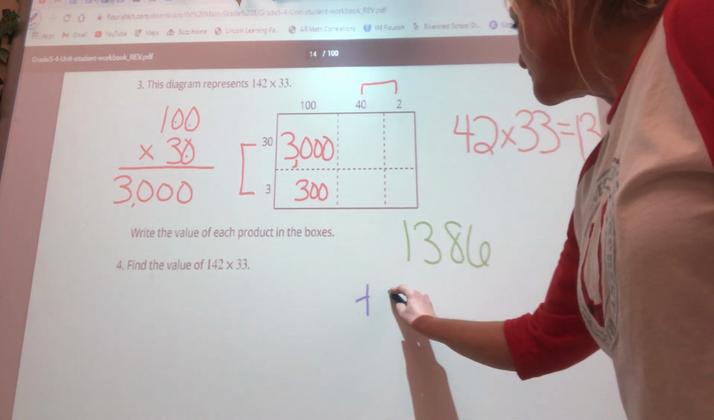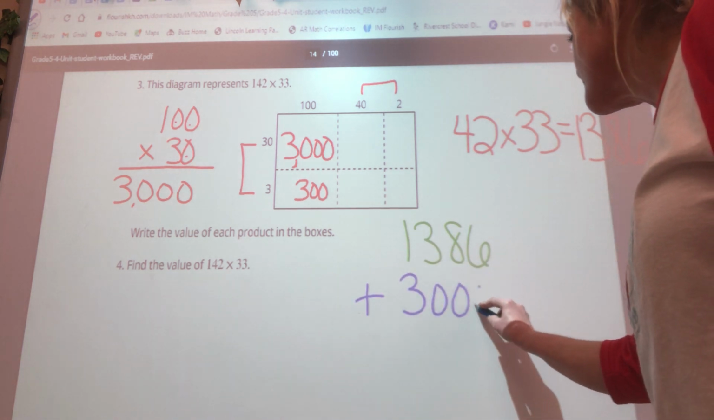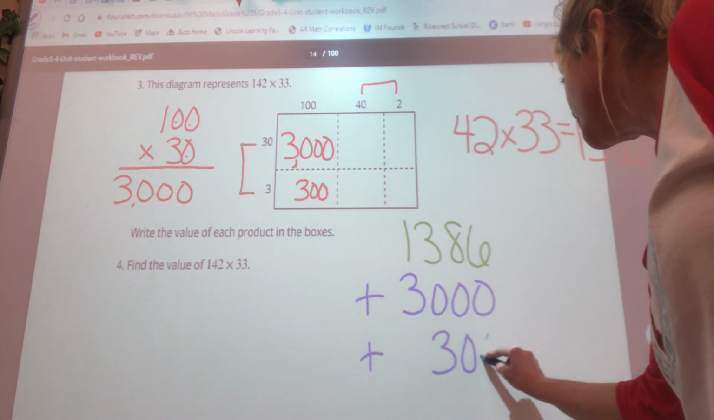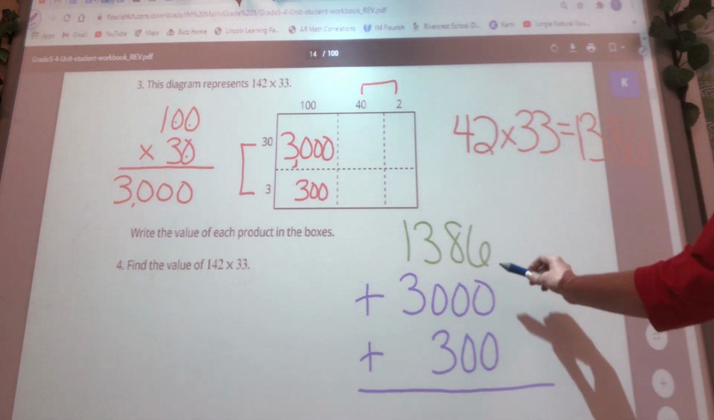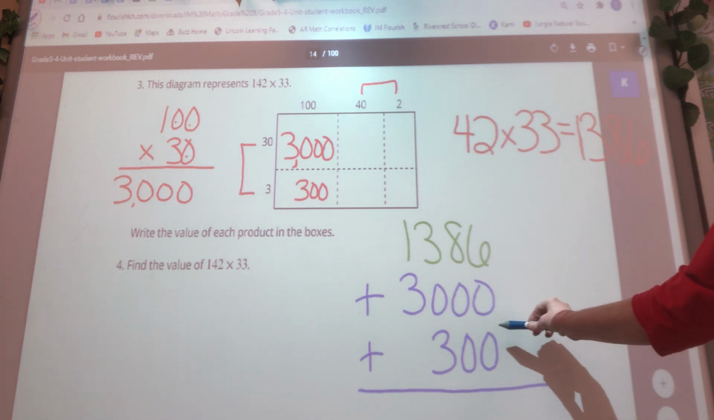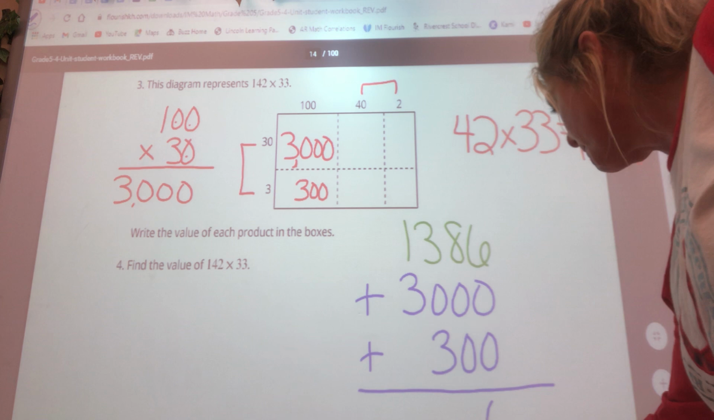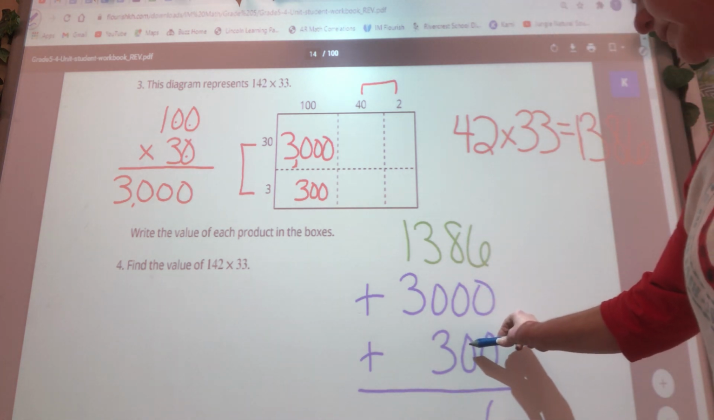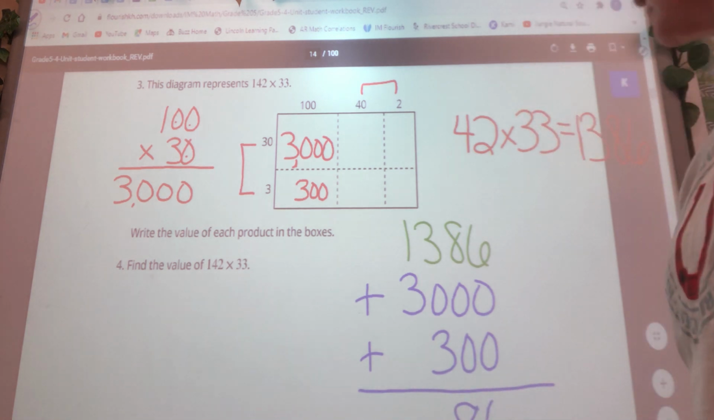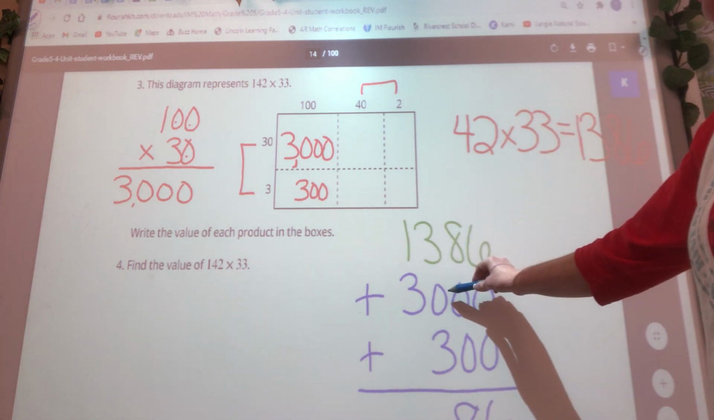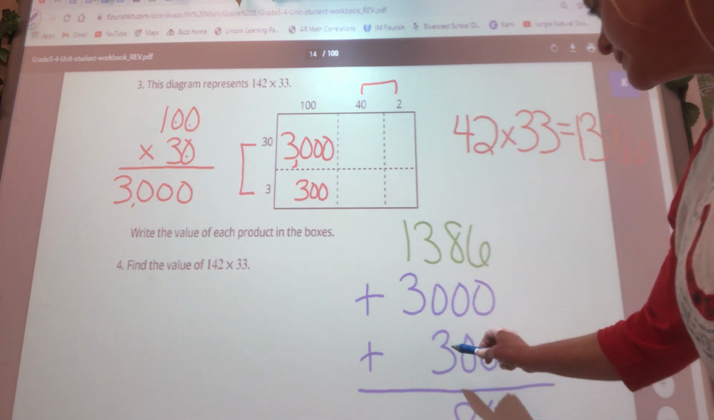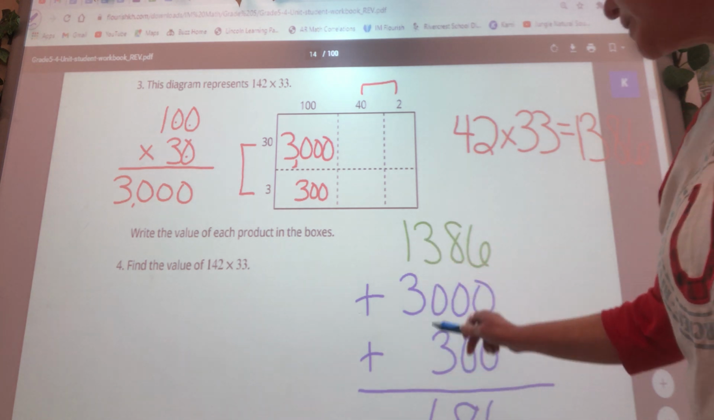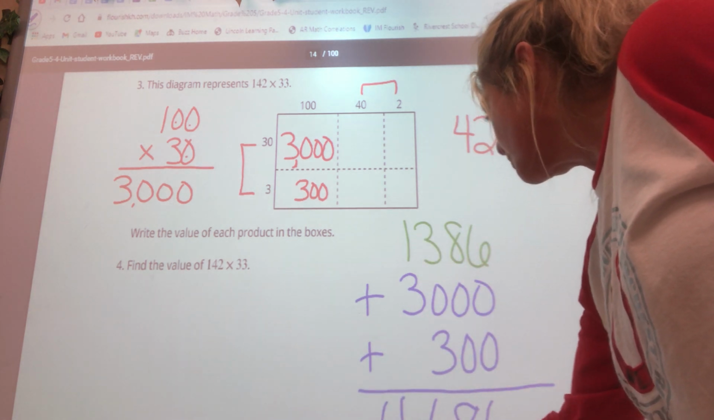So let's add the 3,000 and the 300 and make sure you're keeping under your correct place value. So we have 6 plus 0 is 6, plus 0 is still 6. 8 plus 0 is 8, plus 0 is still 8. 3 plus 0 is 3, plus 3 is 6. And then 1 plus 3 is 4.